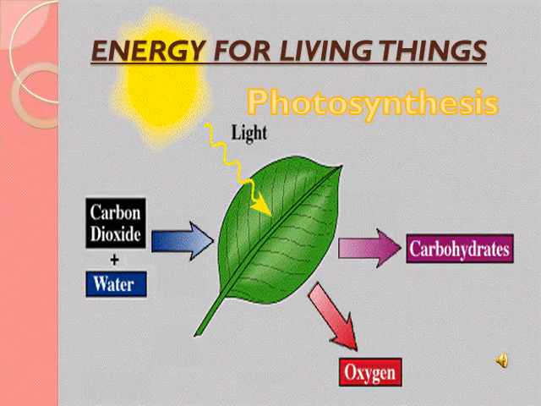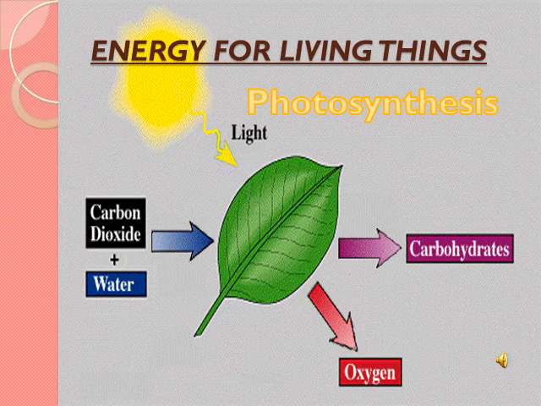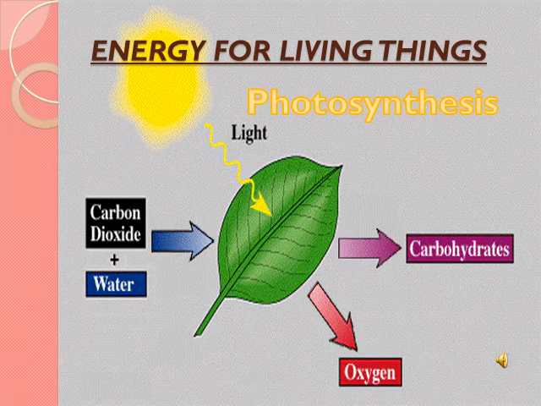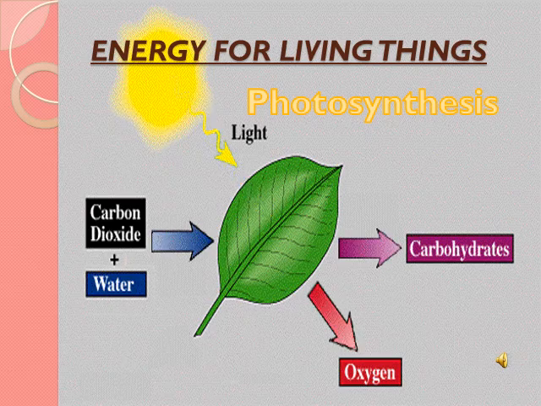Yes, my dear students, so energy for living things. From where does the energy come? By the process of photosynthesis. You can see here the process of photosynthesis. Photosynthesis is the process of making food for the plant. Plant leaves get carbon dioxide gas directly from the air, you can see here, and water from the roots, and sunlight.